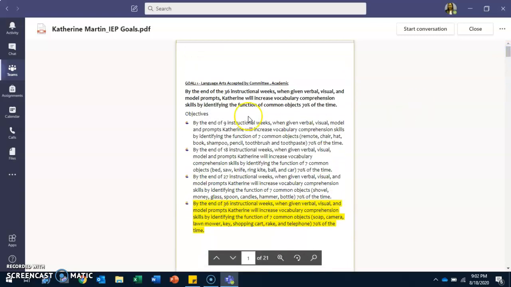Hi, Catherine. Welcome back. We're going to go ahead and get started with your IEP goals. We are going to do IEP goal number 1. So if you can pull out your packet that says IEP goals, let's go ahead and look at goal number 1.